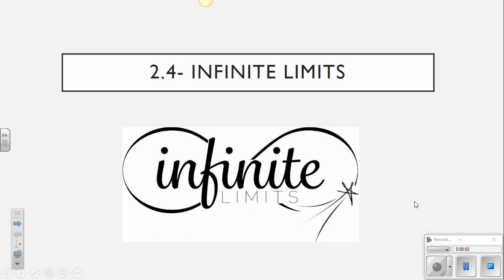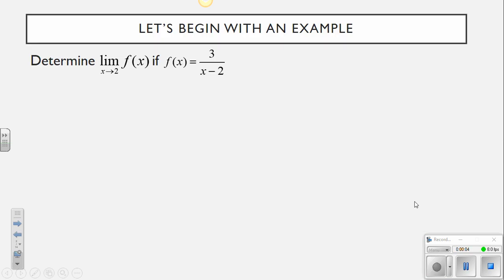All right, so today we're going to talk about infinite limits. So let's begin with an example here. I want you to take a look at this limit. Go ahead and jot this one down. We're going to determine: what is the limit as x approaches 2 of f of x, if f of x is defined as 3 over x minus 2? So what is that limit defined as?